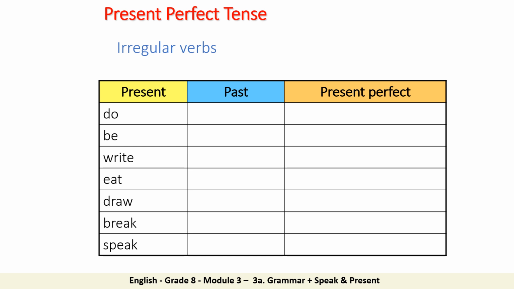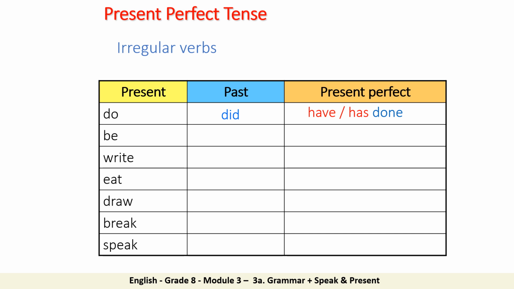Now have a look at the list of irregular verbs in here. You should complete with the past and present perfect of these verbs. I will do with you the first one as an example, guys. The past of do is, right, did. The present perfect, we should say have or has done. Now pause the video for a while, complete the table, and get back when you're done.